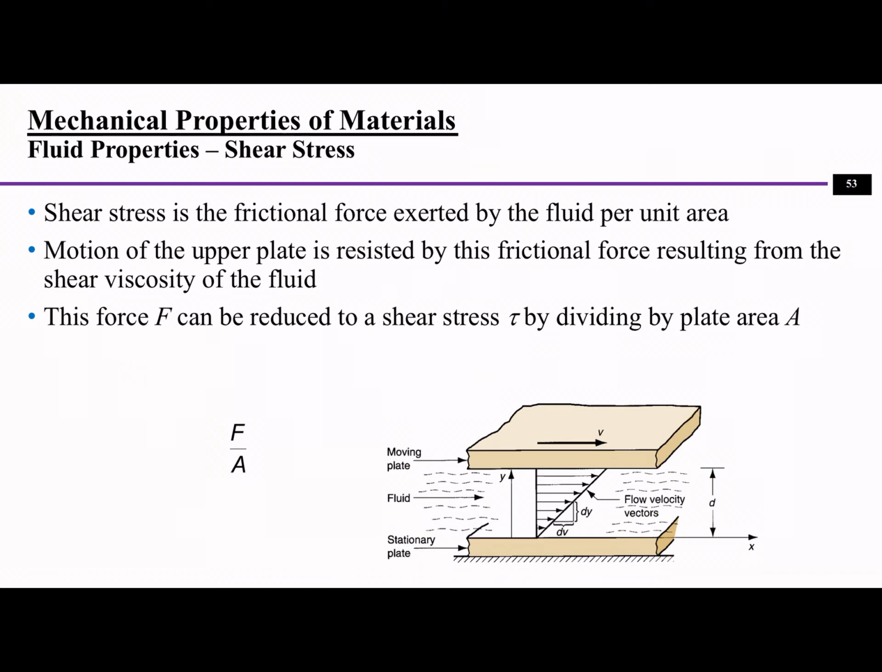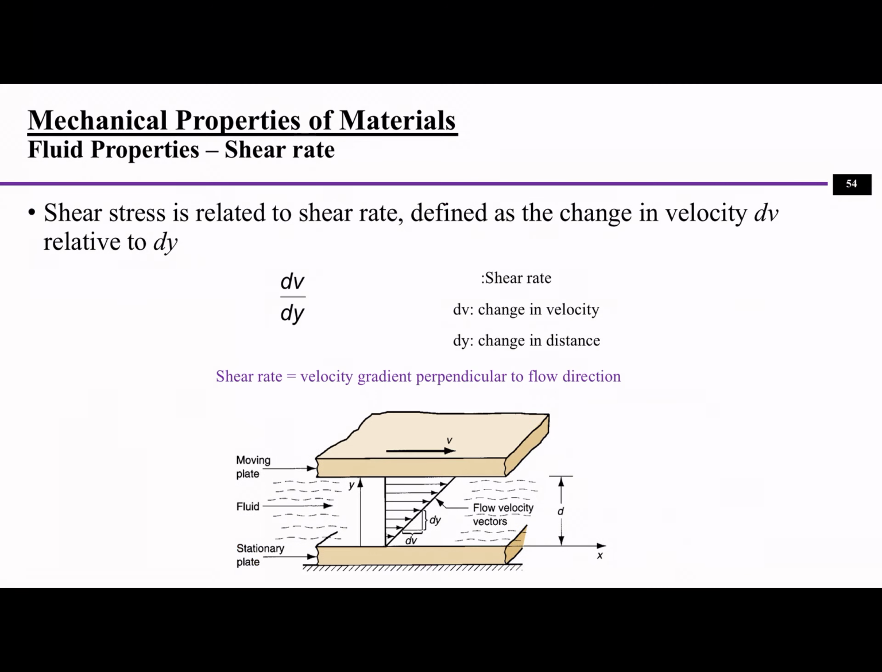So how do we see the stress? Shear stress in the fluid is a friction force by the fluid per unit area. It's force, so it's just F divided by the plate area A, and shear stress is related to shear rate.